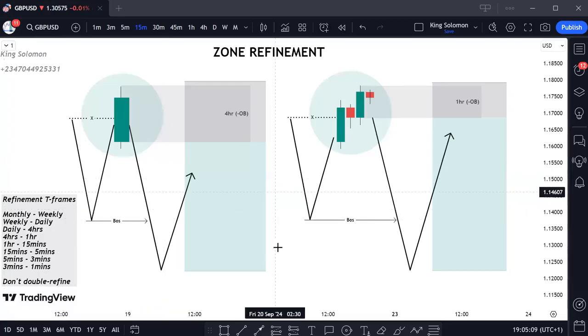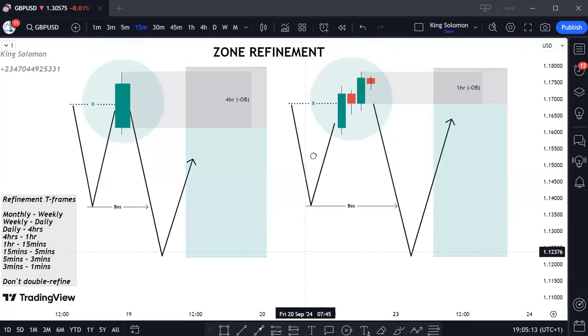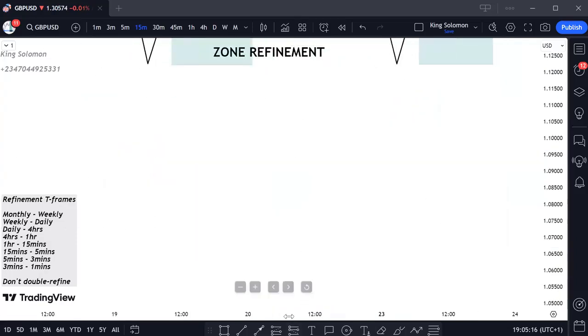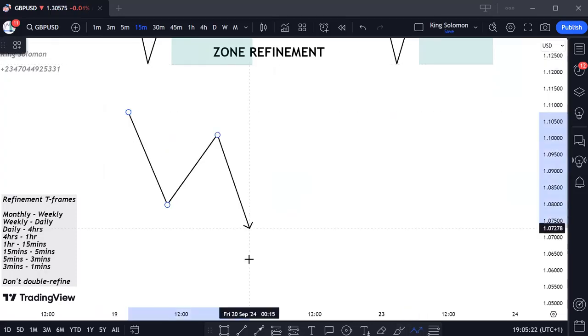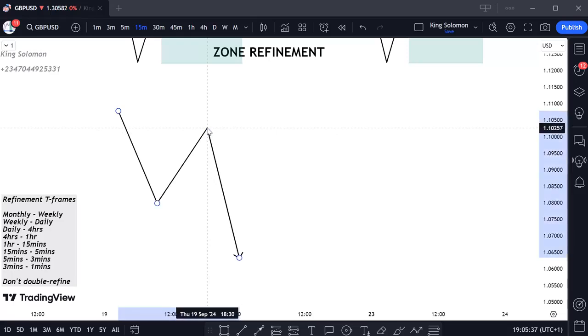Now I'm going to do something. I'm going to show you how to mark your proper zone. So in the case of a downtrend, right? Let's say when a downtrend does this, your supply zone is going to be the last bullish candle before the sell. The last bullish candle before the sell.